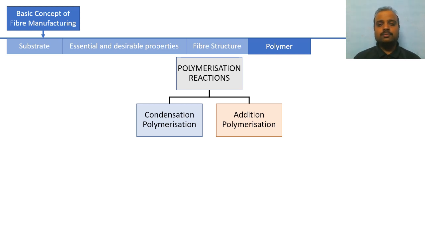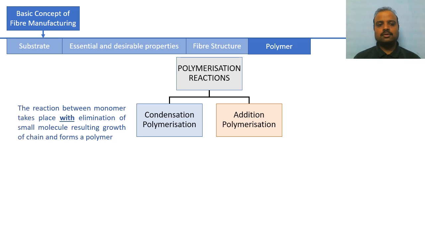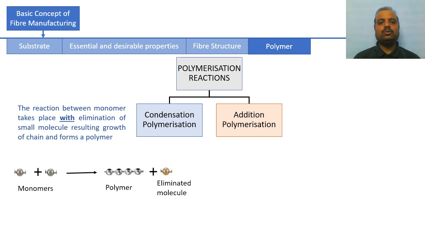In condensation polymerization, the reaction takes place between the monomers with elimination of a small molecule, resulting in growth of the chain and forming a polymer. When two monomers join together, they form a polymer, but along with the polymer, they produce a byproduct.